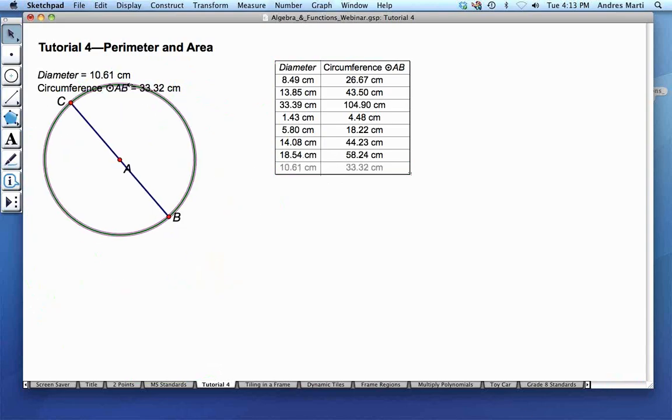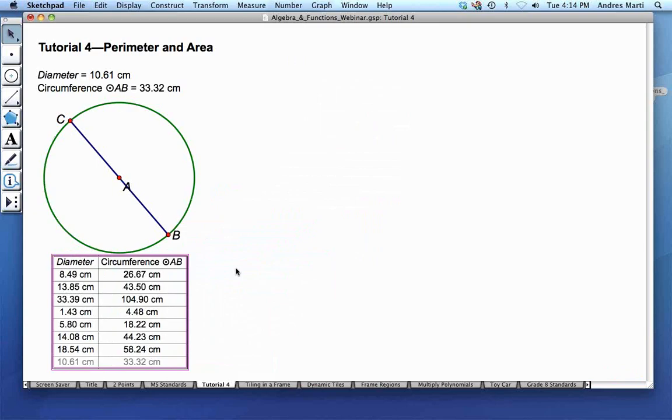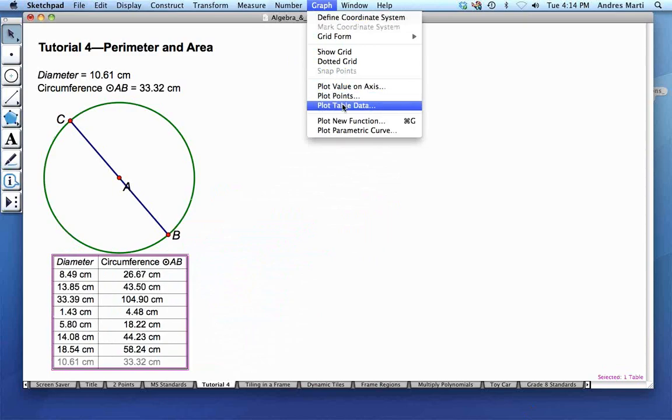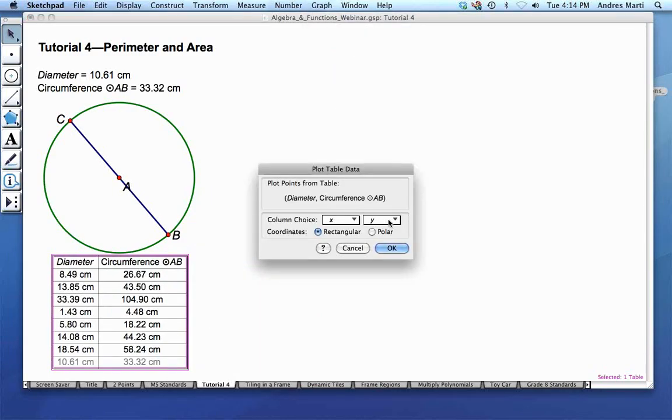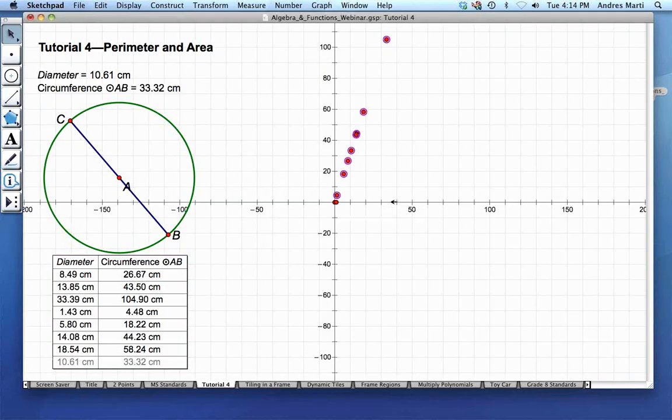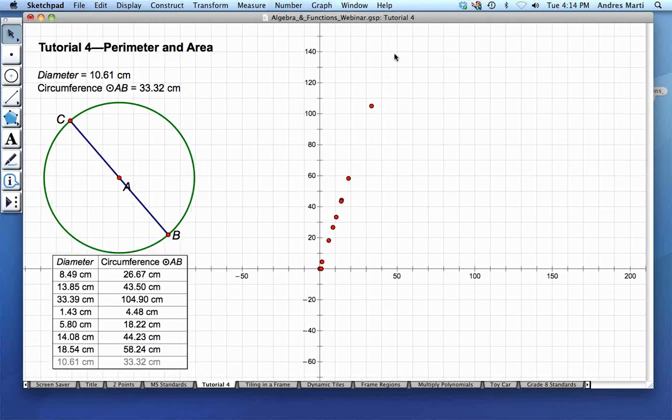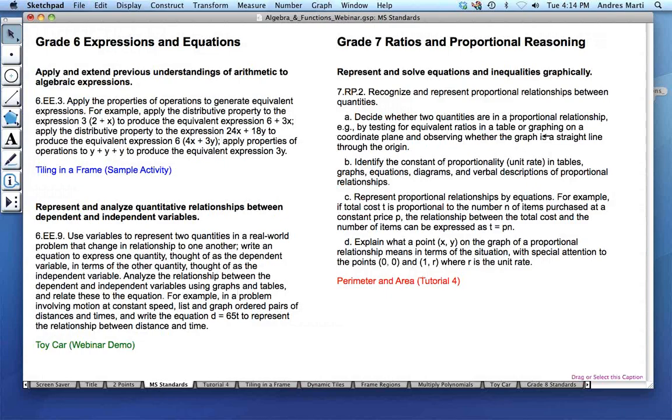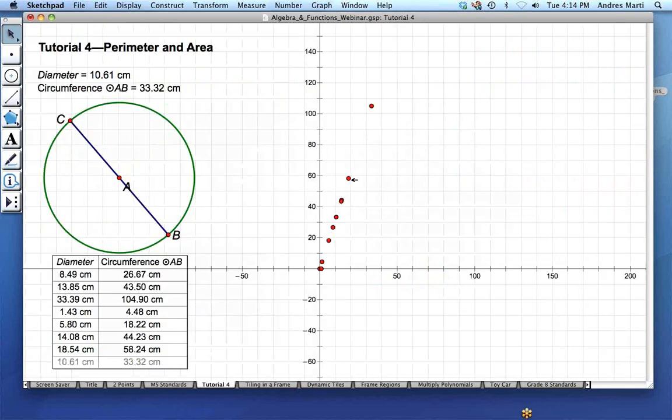And then what we're going to do is take this table and plot it. So I'm going to plot table data, and it's asking me what to use as my x and y. I'm just going to go with the default here, which is diameter as my x and circumference as my y. And you can see that it's plotted all these points on the graph, and this is starting to get at the idea of a proportional relationship and deciding whether two quantities are in a proportional relationship. Well, these seem to be fit by a straight line, and they go through the origin. So it does appear to be that way.